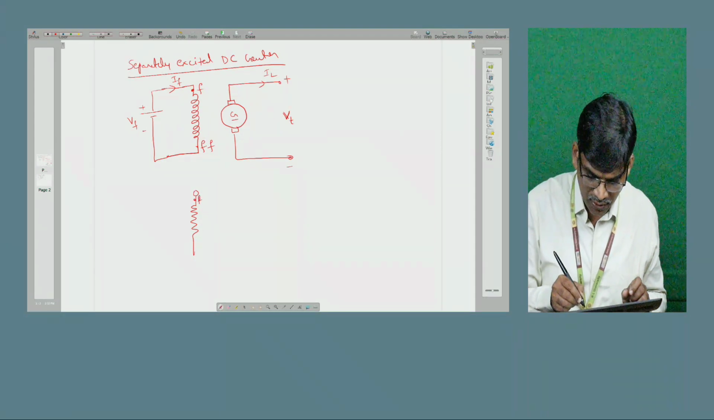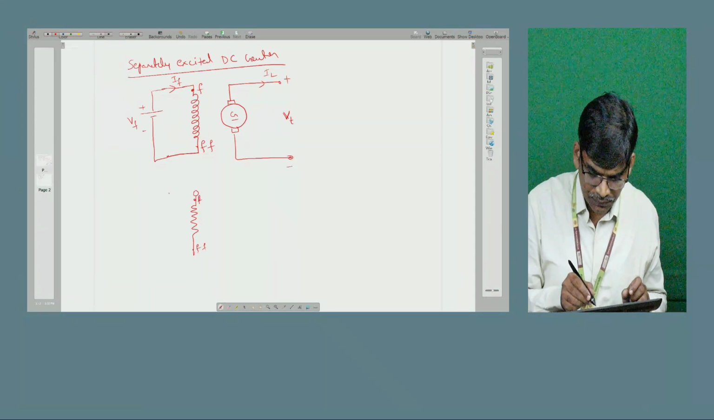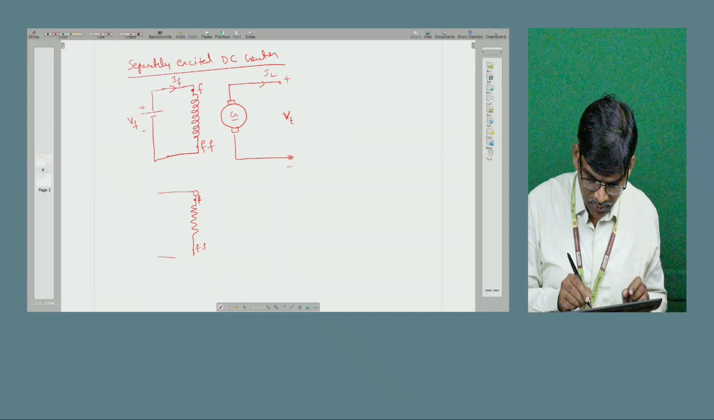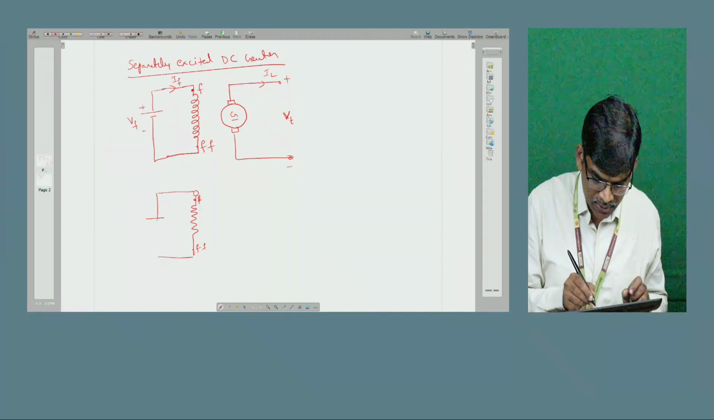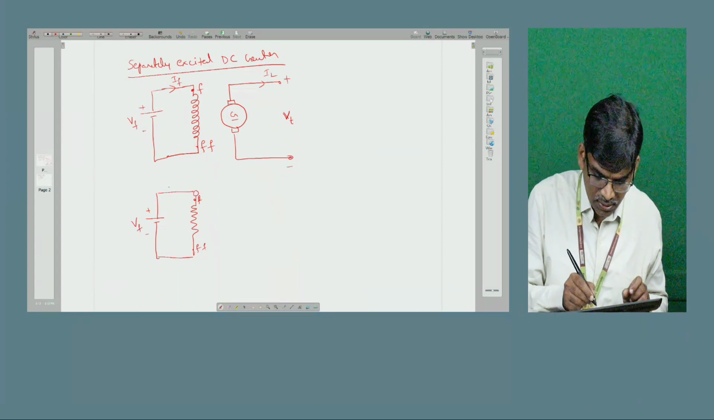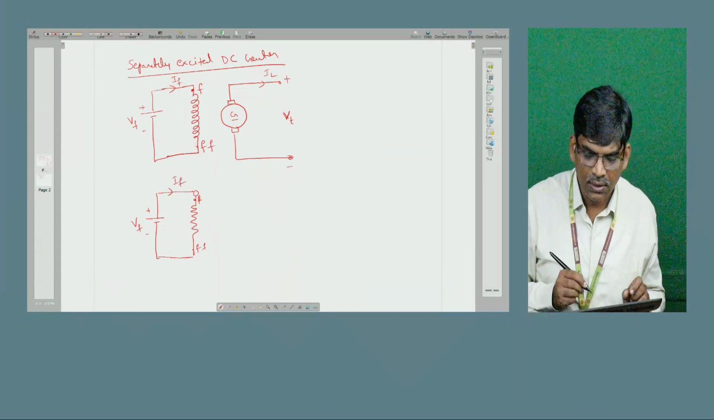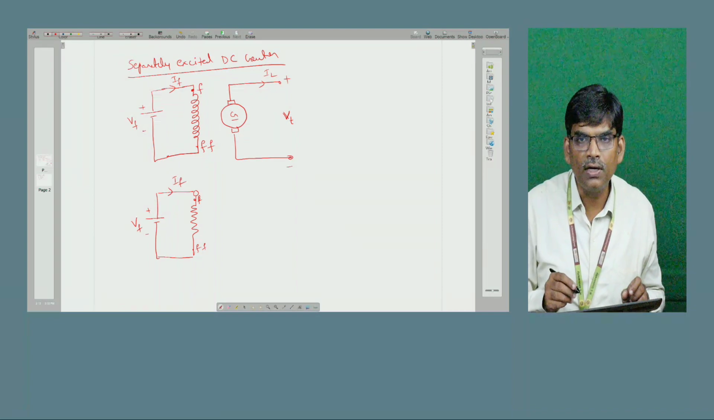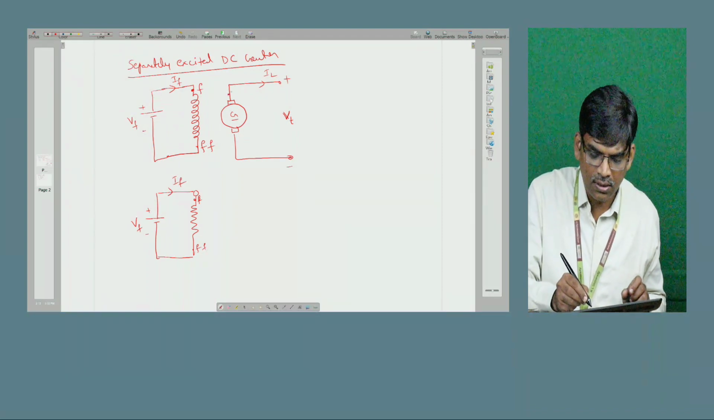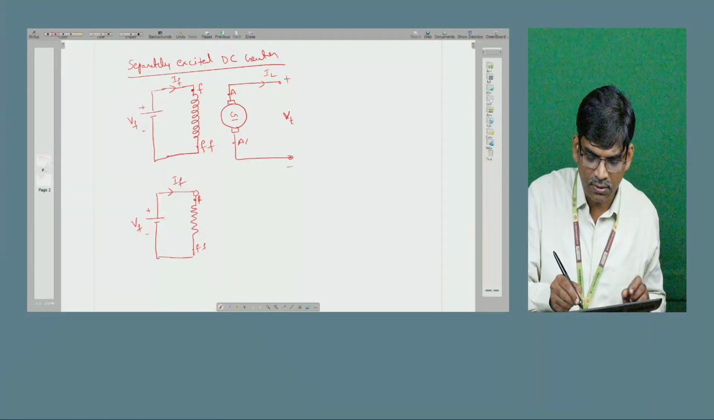So you can represent this resistance. This is the field winding F and FF, connected to the separate excitation through the field voltage. It passes the current IF. And this is the power winding. The armature winding is denoted with A and AA. These are the two terminals.